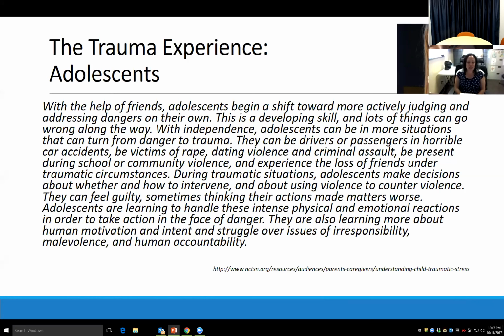Adolescents are learning to handle these intense physical and emotional reactions in order to take action in the face of danger. They're also learning more about human motivation and intent and struggle over issues of irresponsibility, benevolence, and human accountability.